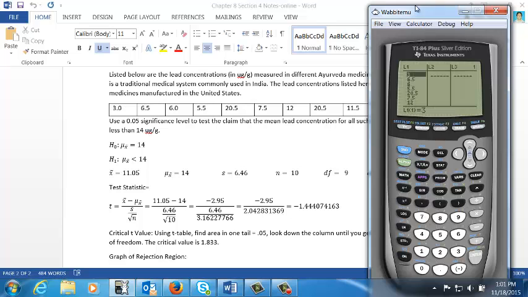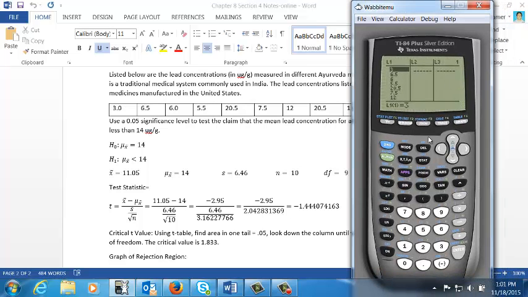Okay, so now once you've got the data put in L1, go ahead and go back to the Stat Test, number 2 T-Test, and Data. Put in our null, which is 14 in this case. And then our list is in L1, so that's good. Frequency is 1, so we want to use all the data points one time. And then we want to select the alternative hypothesis, and we've got not equal to, less than, or greater than. So in this case, we want less than. And then Calculate.